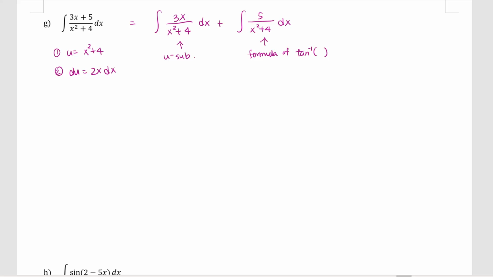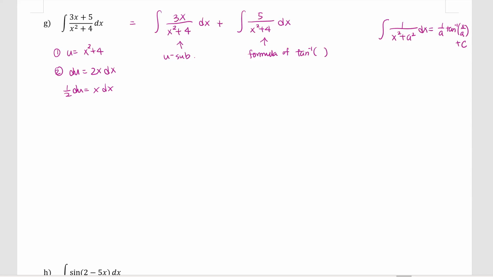Okay, what's the formula of arctangent? That is 1 over a arctangent of x over a plus c. Okay, so that's the formula of arctangent. You can see they're so similar. So this part we use U substitution. And so x dx, that is 1/2 du.